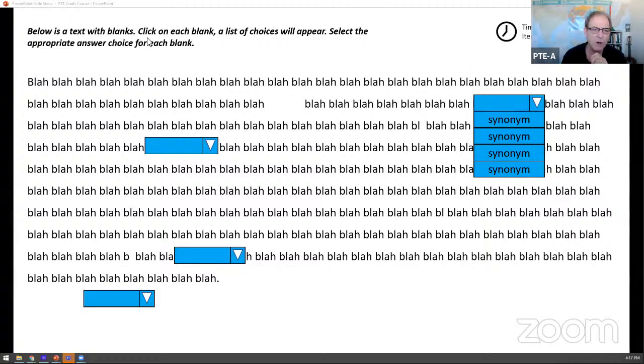How do we do that? Well, below is a text with blanks. You click on each blank and a list of choices will appear. So possible answers, but only one of those answers is correct, remember? They may be similar, synonyms of the words that have similar meaning, but only one is correct in this context. So look at the word that comes before and the word that comes after, and if it forms a collocation or meaning by that joining of words together and it sounds right, then that's the word.